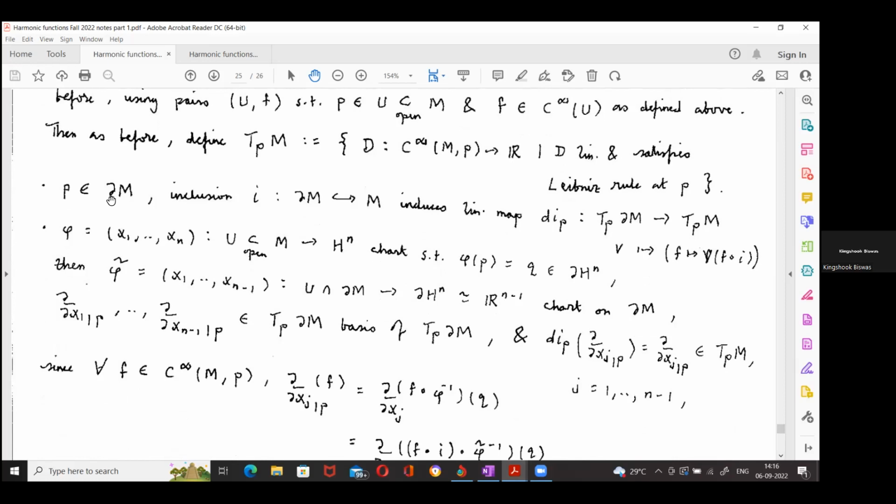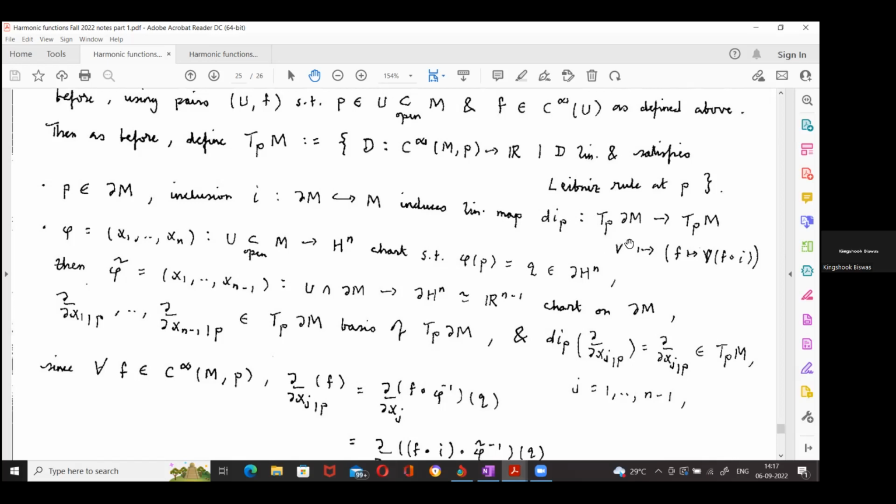So if P is a point of boundary M, then we have the inclusion map I from boundary M to M. This will induce a linear map, which is the derivative of the inclusion map at P, di at P. This will be a linear map from TP boundary M to TPM. Right? What is this linear map? It's the usual way we define the derivative of a map between manifolds.